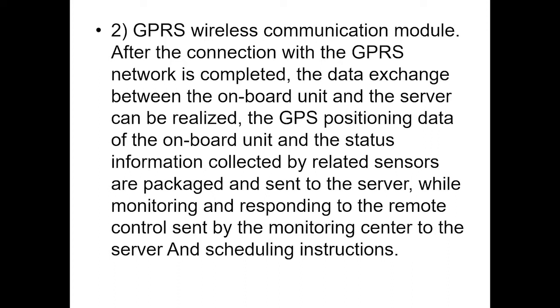Wireless communication module. After the connection with the GPRS network is completed, the data exchange between the onboard unit and the server can be realized. The GPS positioning data of the onboard unit and the status information collected by related sensors are packaged and sent to the server, while monitoring and responding to the remote control sent by the monitoring center to the server and scheduling instructions.